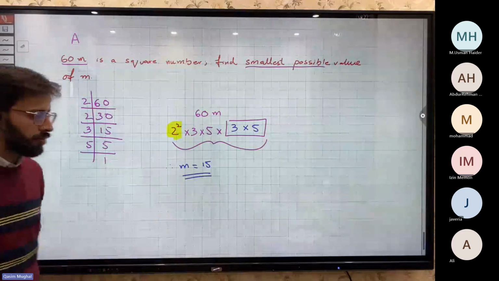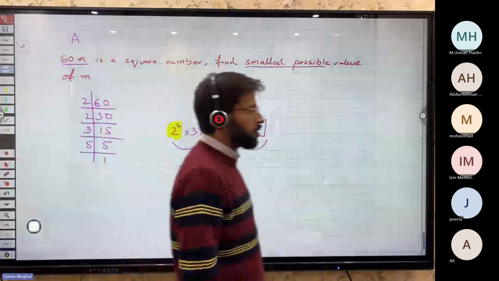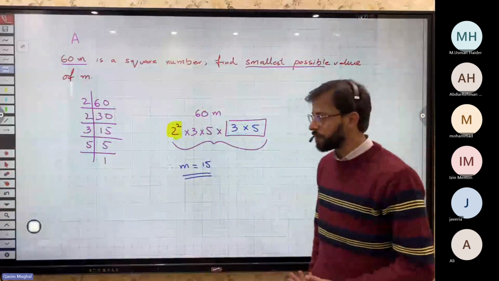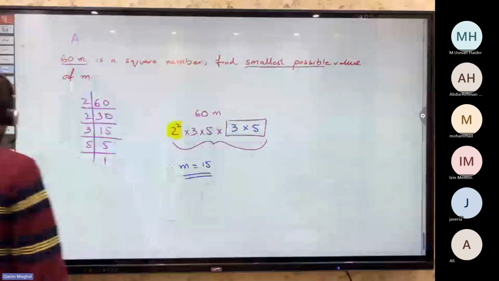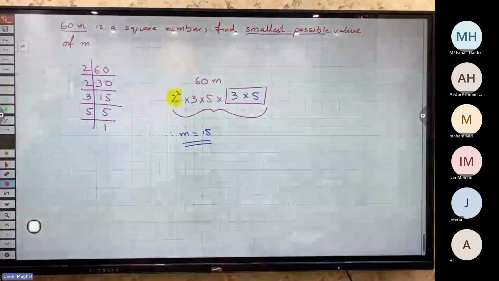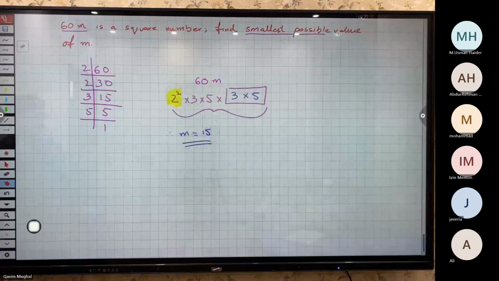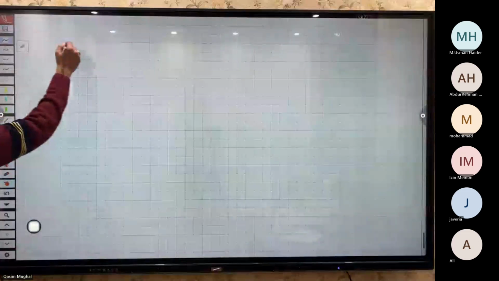And then we can apply the same concept on cube numbers. Cube numbers will always have their prime factors as a group of cubes. That's what we did in our last lesson. Okay, so our today's target was basically standard forms.